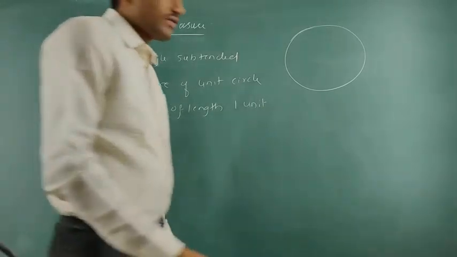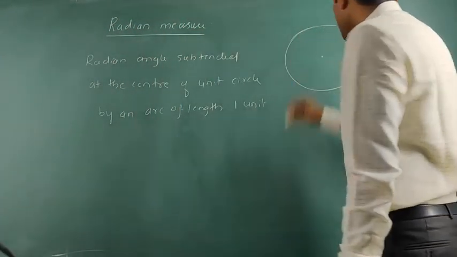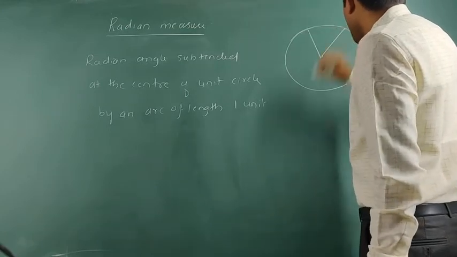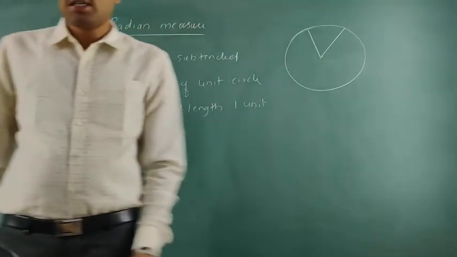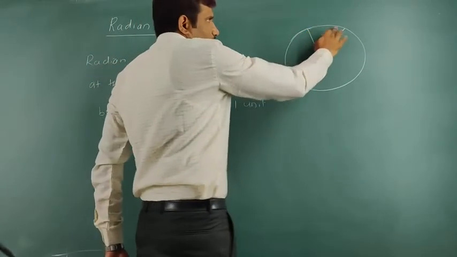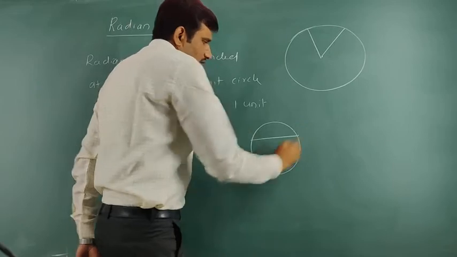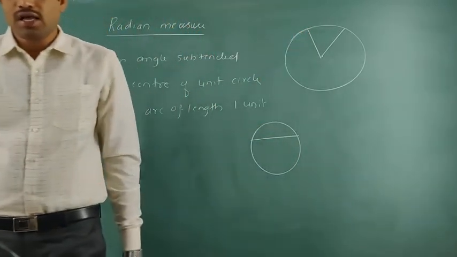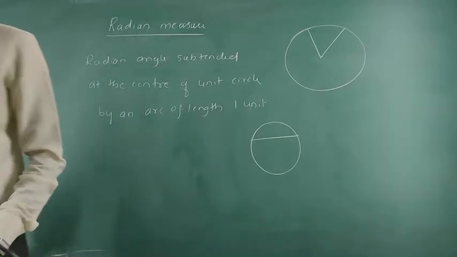What is the meaning of this? I will consider a circle whose radius is 1 unit. This is an arc. Arc means what? It is a part of the circumference of a circle. And what is the meaning of segment? Segment is a part of a circle. Part of the circumference of a circle is called an arc. Part of a circle is called a segment.